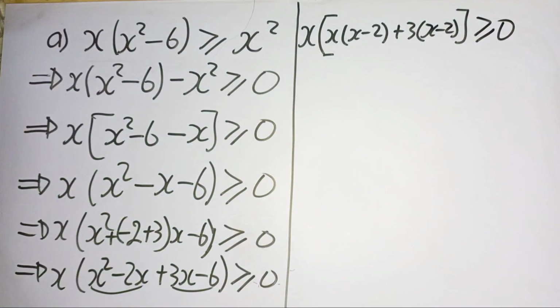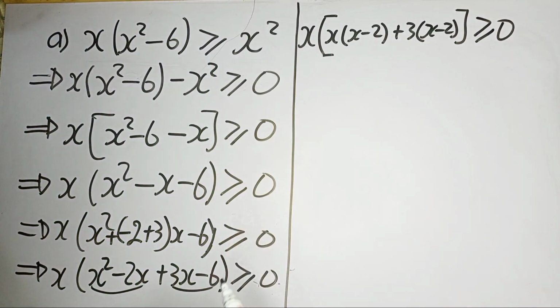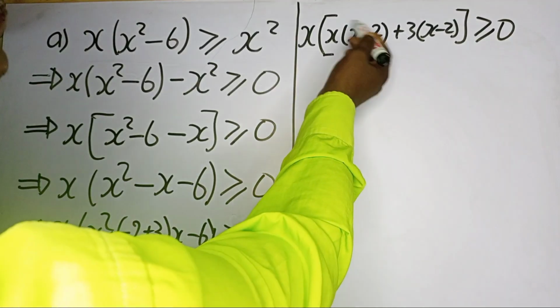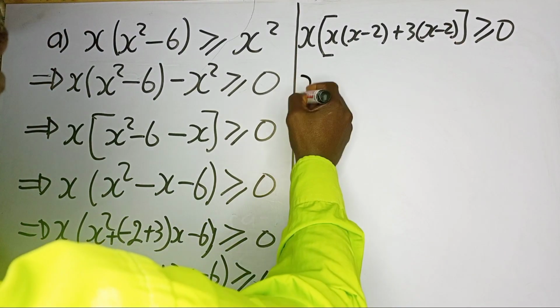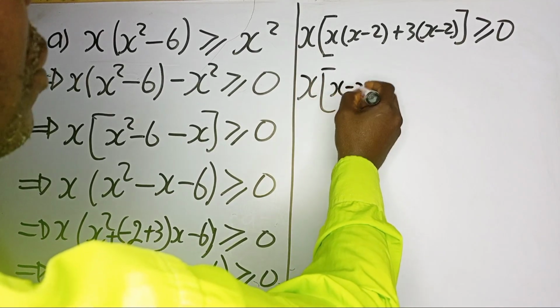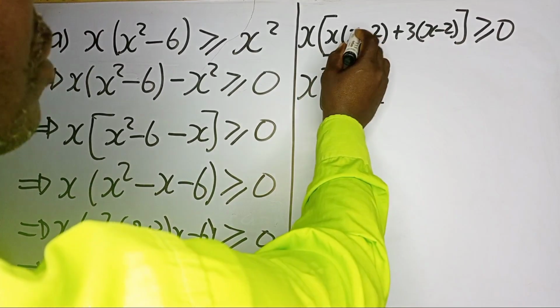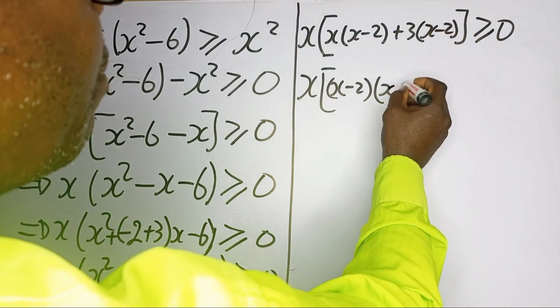greater than or equal to 0. Okay, our factorization process does not stop here. We still have x minus 2 here and x minus 2 there. So we get x minus 2, which is common, into, when we remove it from here, we'll have x. When we remove the x minus 2 from here, we'll have positive 3.